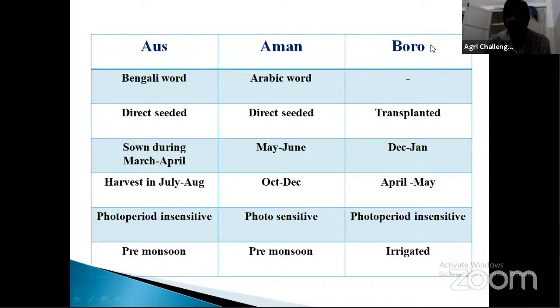Both As and Boro rice are photoperiod insensitive, but Aman rice is photosensitive. As and Aman are both sown during pre-monsoon, which means they only depend upon rainfall. But Boro rice is sown during December and harvested during April. That's why it is irrigated, because during this duration only a little rainfall is expected. It completely depends upon an irrigation source. But As and Aman rice are both grown during pre-monsoon, so they depend upon the monsoon season, that means rainfall.